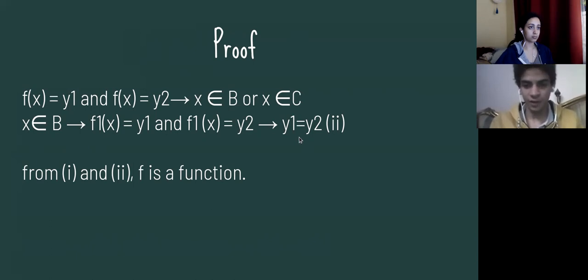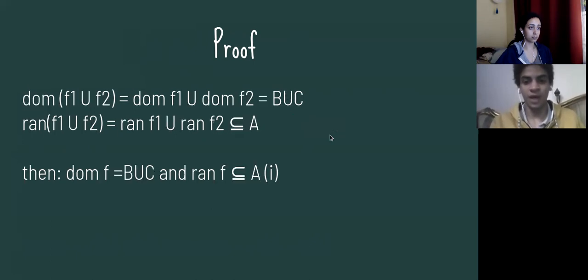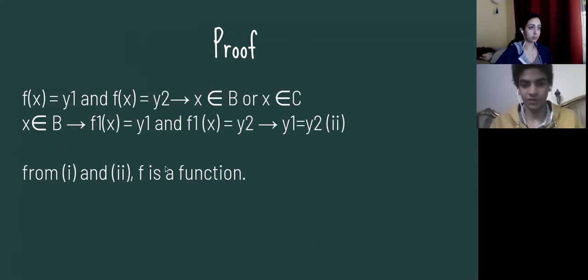So now, if you look at these two conditions that we have just proven, the first is that if I have f of x equals y1 and f of x equals y2, this would imply that y1 equals y2. And the previous condition is that the domain of f equals B union C, and that the range of f is a subclass of A. These two conditions combined is what a function is. And so from 1 and 2, I can say that f is a function.